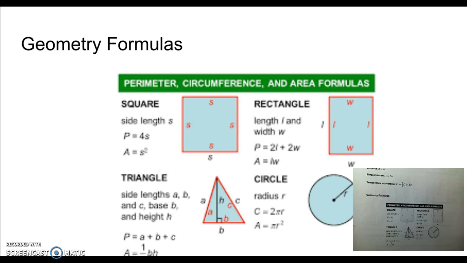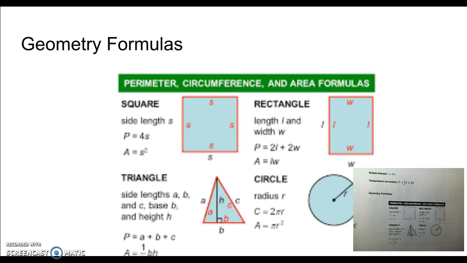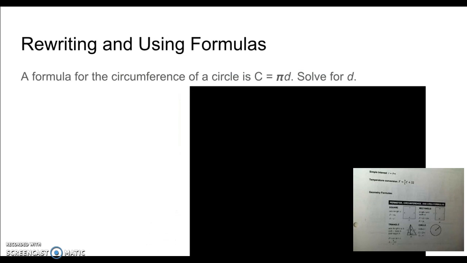Area of a square being side squared. The triangle formula is area equals 1/2 of the base times the height, which remember is the altitude. The perimeter formula for a rectangle, 2 times the length plus 2 times the width, is equal to the perimeter. Area of a rectangle is length times width. And for a circle with radius length r, the circumference is 2 pi times r. The area is pi times the radius squared.